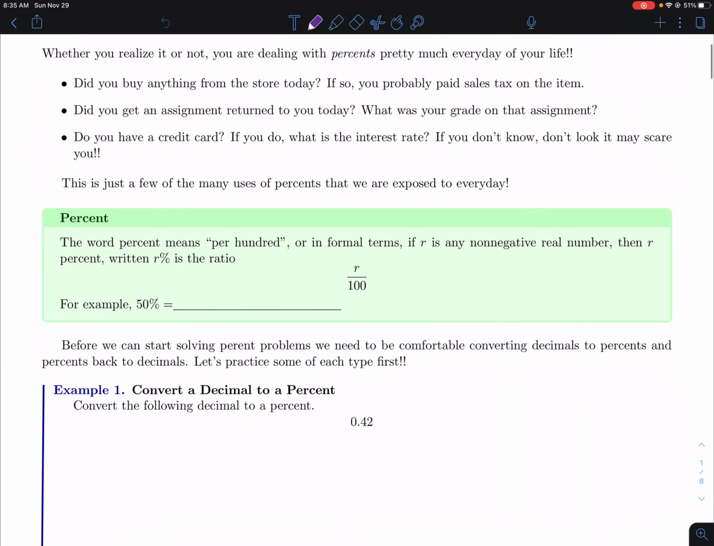So the word percent itself actually means per hundred. Or in formal terms, if R is a non-negative real number, then R percent, written R with a percent sign, is the ratio R over 100. So for example, 50% we could write as 50 over 100. And then if we simplify this, we can get 5 over 10, which is 1/2. Or if you wanted to go even further, you could turn this into a decimal. And we see that 50% is the same thing as 1/2 or 0.5 in this case, which we'll actually work on in a little bit.